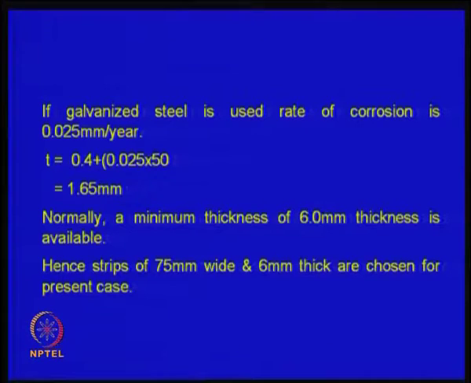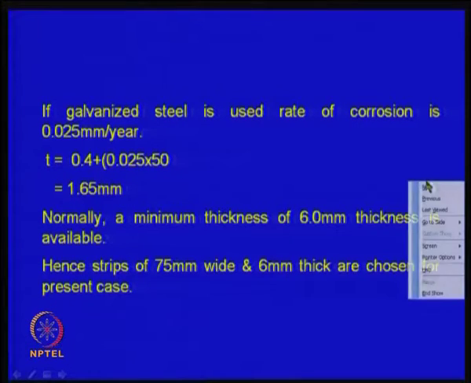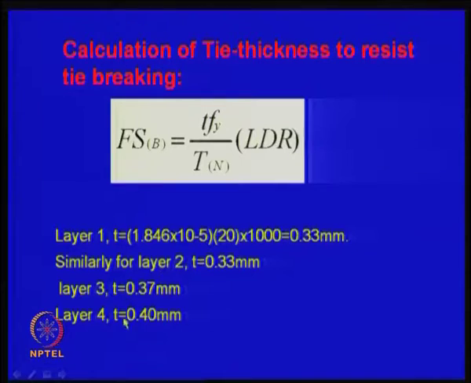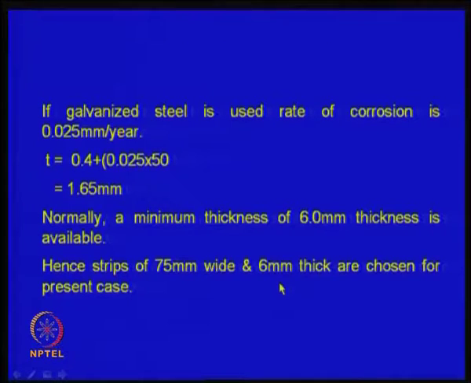So, thickness, you can see that the highest is about 0.4 mm corresponding to different layers, and I need to also provide for corrosion resistance. If galvanized steel is used, I know the rate of corrosion is 0.025 mm per year. Now, I know that it is for 50 years. So, 0.025 into 50 I provide as extra allowance plus 0.4. So, 1.65 mm is sufficient, right. But then normally the minimum thickness in the market, if you just see, is 6 mm.